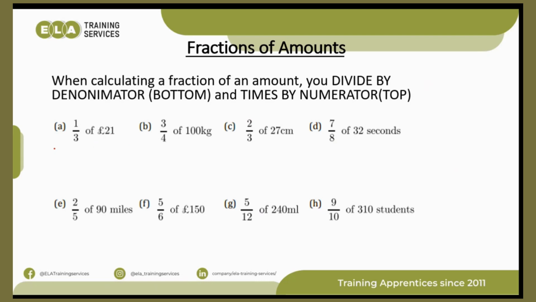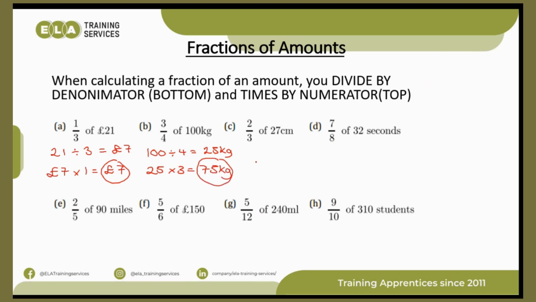So we do 21 divided by our bottom, which is 3, which leaves us with £7, and then times that 7 by 1. So £7 times 1 equals 7, and that is our answer. Okay, let's try it for some of the others. 3/4 of 100. So we do 100 divided by 4, which is 25 kilos. And then we times that 25 by 3, which gives us 75 kilos as our answer.